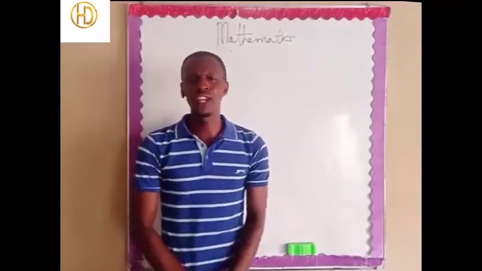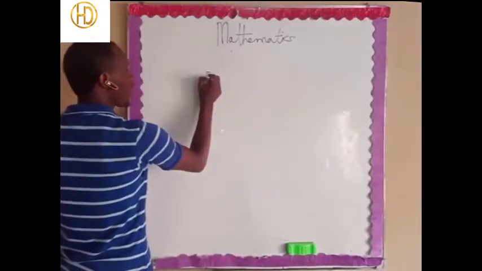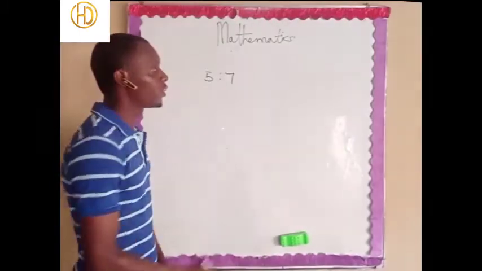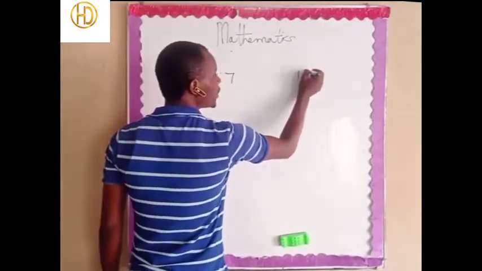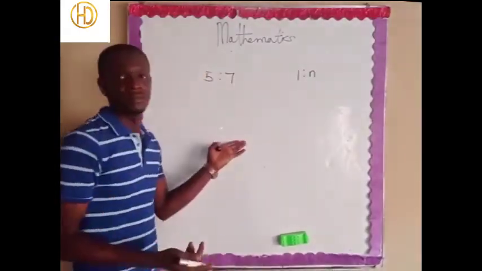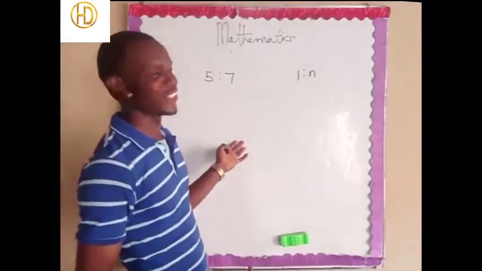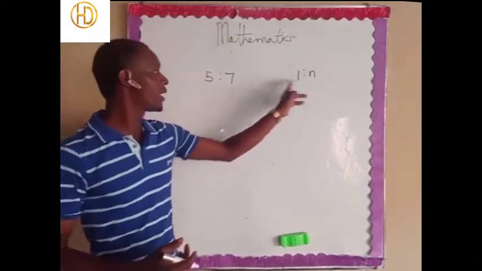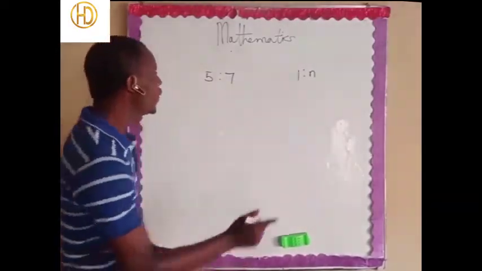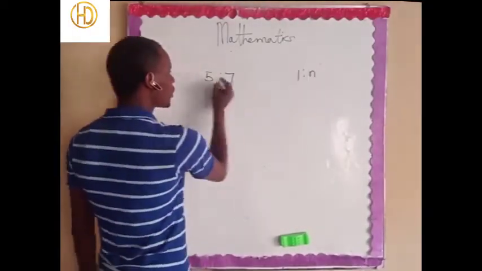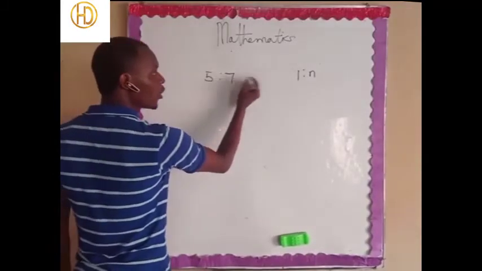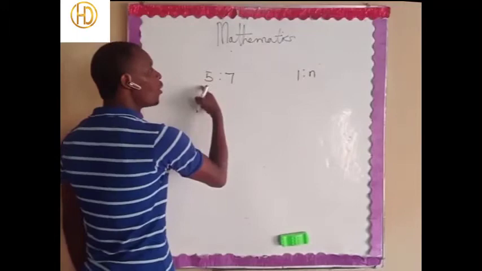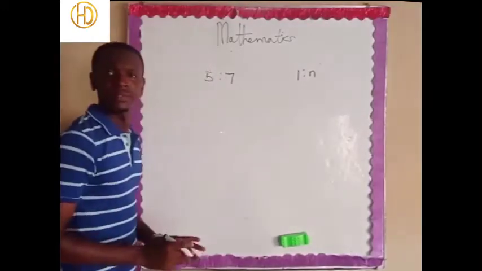Simple. What if you are given a ratio like this, 5:7, and you are asked to make this ratio in the form of 1:n? How do you do this? Here is the question, but you are asked to make it like this. That means this 1 corresponds to this 5, and this 7 corresponds to this n. That means this 5 here must be reduced to 1.